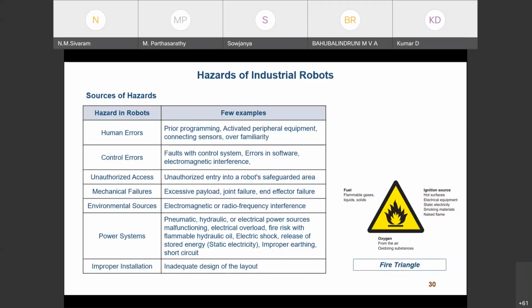Then unauthorized access: unauthorized entry into the robot's safeguarded area. Your robot will have a working envelope, and beyond the working envelope there will be a safeguarded area. That safeguarded area is very, very critical. No unauthorized person should be allowed to enter that safeguarded area. Mechanical failures: obviously, excessive payload. When you give more payload to the robot, the robot may fail. That is one point. Sometimes the payload may be thrown away. It may cause some serious accident, and that is a cause of mechanical failure.